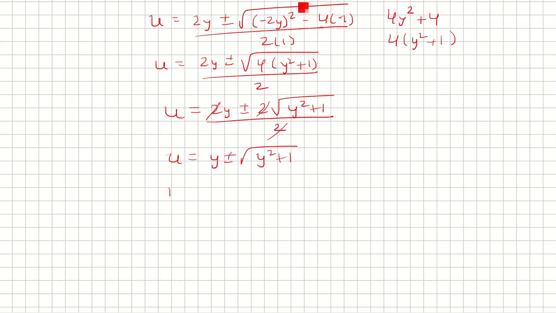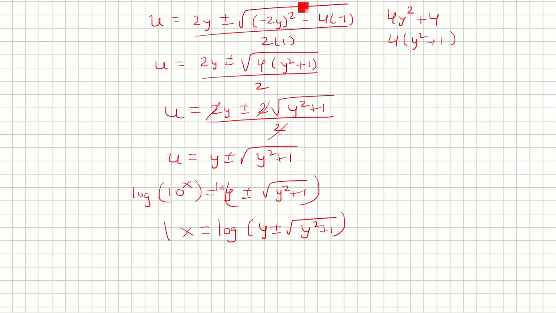And recall we said u was 10 to the x. And in order to solve for x, we have to take the log of both sides. So log base 10, since this is 10 here. And we have x is equal to log of y plus or minus the square root of y squared plus 1. And that is x in terms of y.